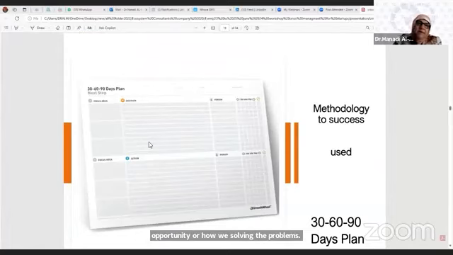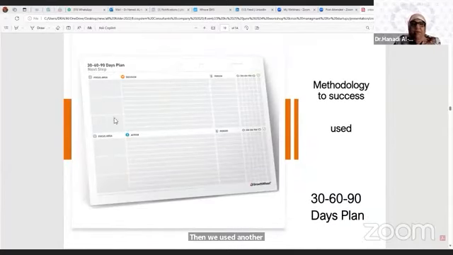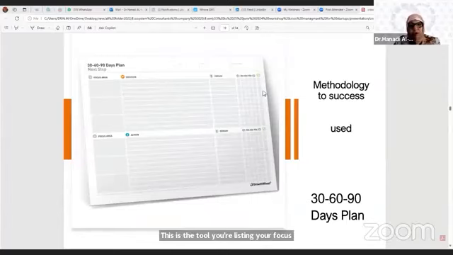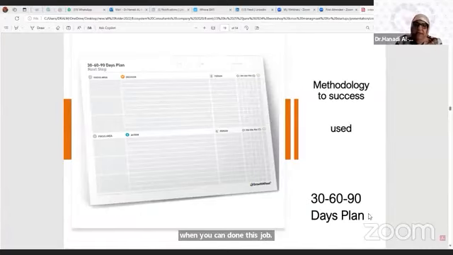Then we use another tool, what we call the 30, 60, 90 days plan. This is the tool. You list your focus area, where you want to focus, and you write your decision, and you write an appropriate date or weeks when you can finish this job. Then we call it the 30, 60, 90 days plan. The new plan for your business.